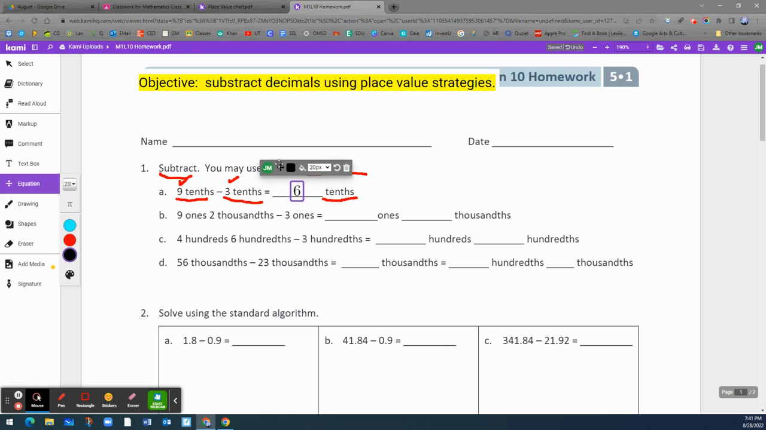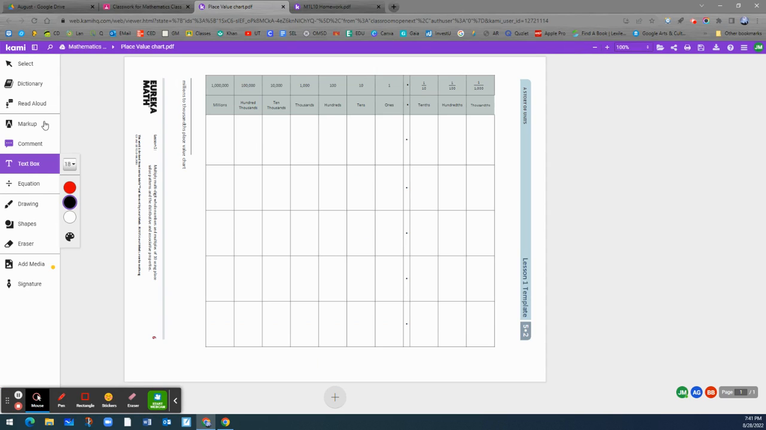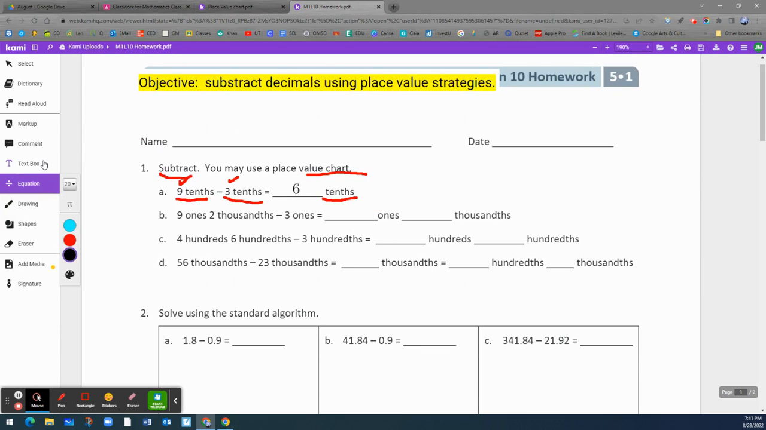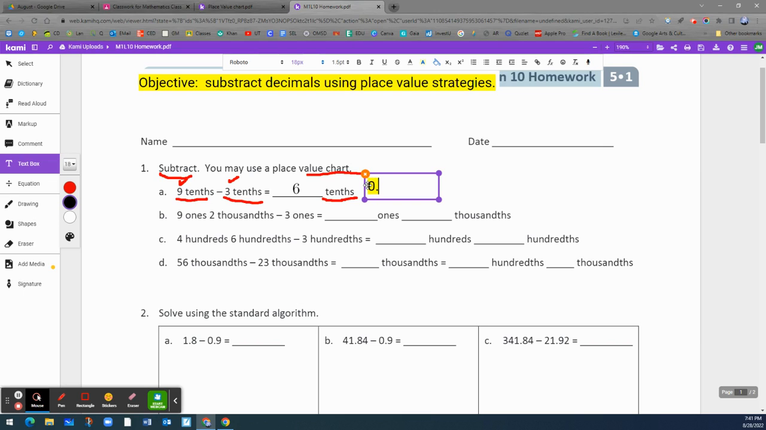Now, I'm going to take a little step farther. Let's pretend that we need to write that in standard form. We're going to write it here so you can get used to this. Because we're working with tenths, if you look at the place value chart, the tenths have a decimal point, and here are the tenths, right? That's how you're going to write it in standard form. So it's going to be 0.6, and that is the answer for that subtraction.